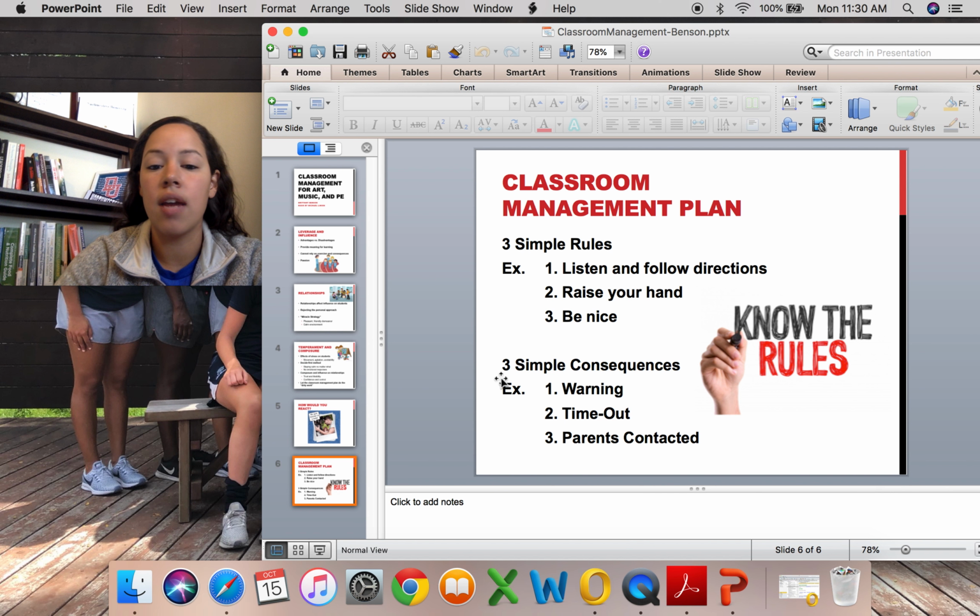And then he said, with those 3 simple rules, you give 3 simple consequences. And these were his example consequences, which were warning, timeout, and then parents contacted. And again, each teacher can adjust them for what they feel fits best for their class. And overall, the stress here is to keep it simple, but you have to stay consistent. So if a rule is broken, the student must pay for the rule being broken. So a consequence must be elicited.